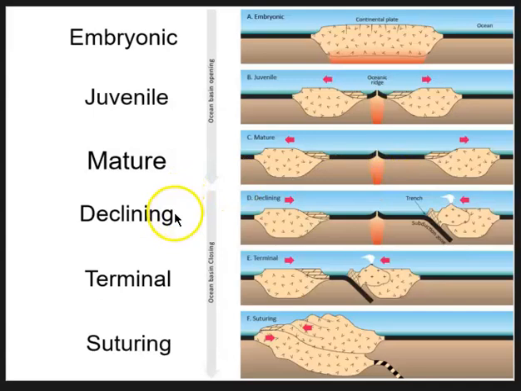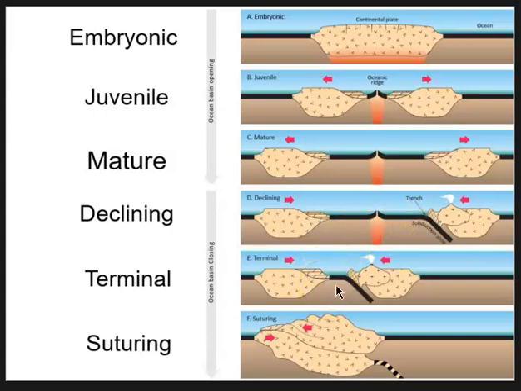The next stage is where we start to see the ocean get smaller. So in the declining stage, there is somewhere in the ocean where you have subduction of oceanic crust and destruction of that oceanic crust. So once you get to the declining stage, you should expect to find either islands or a volcanic chain on the continent, something in addition to trenches or other various geological features that are indicative of a convergence zone.